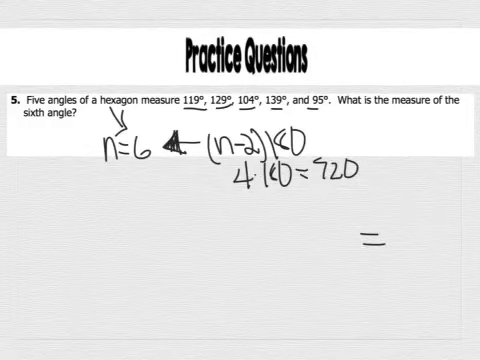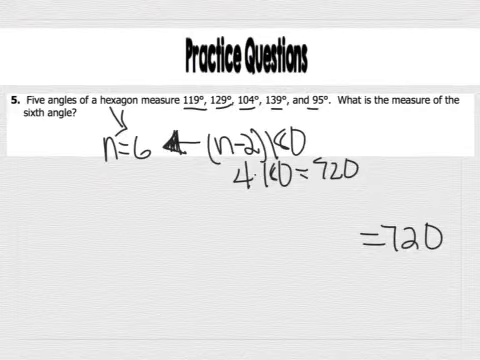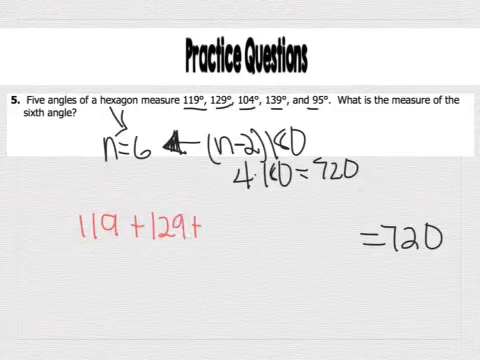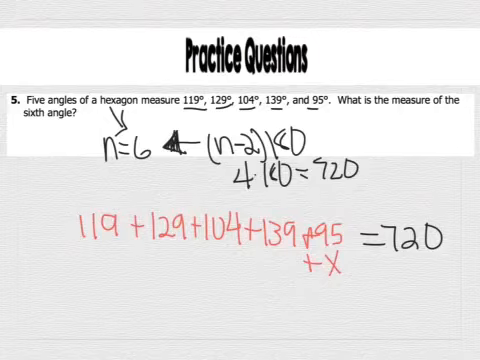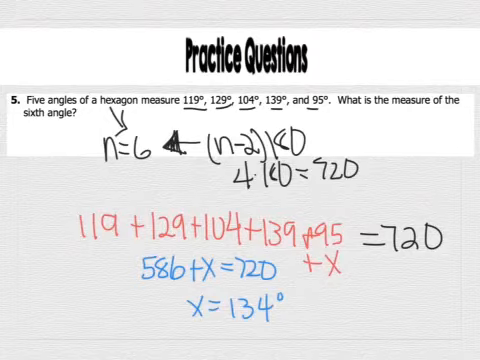720. So everything equals 720. So if we want to put it together as an equation, we would do 119 plus 129 plus 104 plus 139 plus 95 plus x is equal to 720. Go ahead and simplify that and see what you get. And x is equal to 134.